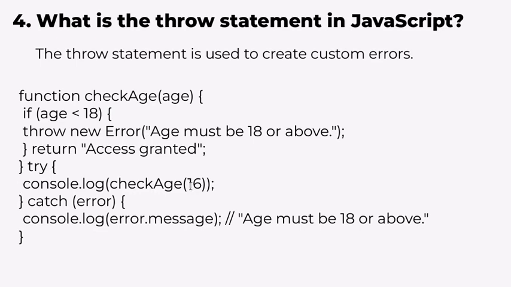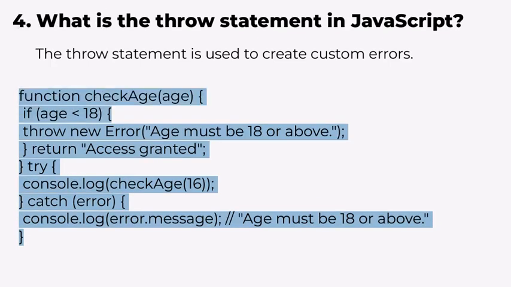console.log checkAge(16). I have called the function inside my try statement. I am calling the function checkAge with the given value 16, and we can see that 16 is less than 18, so it will print "Age must be 18 or above". The output will be the catch error, console.log error.message, "Age must be 18 or above". So let me take you to the example.